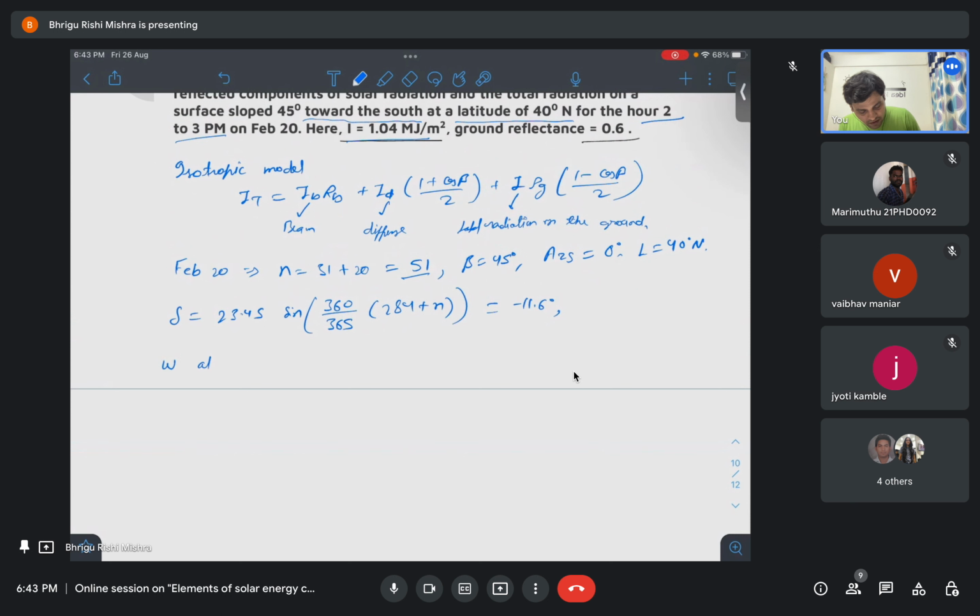So omega at 2 p.m., naming it omega 1. So standard time minus 12 into 15, this is the formula. So standard time in hours, so it is 2 p.m., so 12 plus 2, 14 hours. So 14 minus 12 into 15, this is 30 degree. And similarly omega at 3 p.m., omega 2 equals to again ST. So for 3 p.m. it is 15 minus 12 into 15, so this is 45 degree.